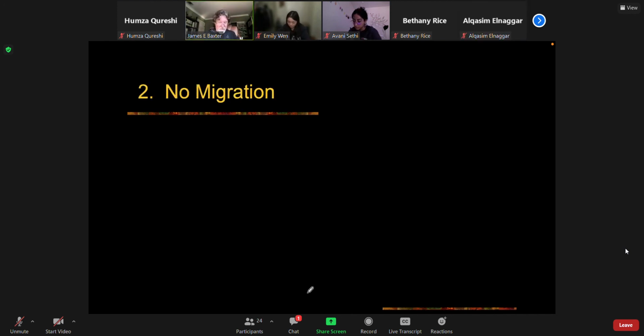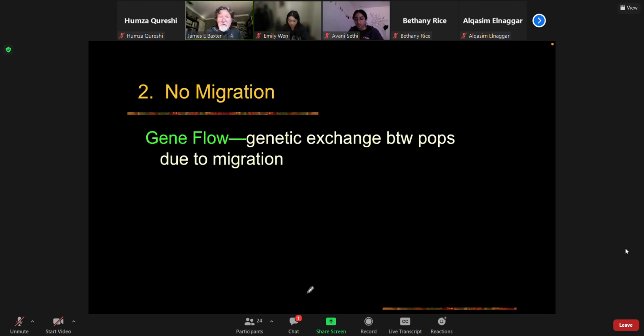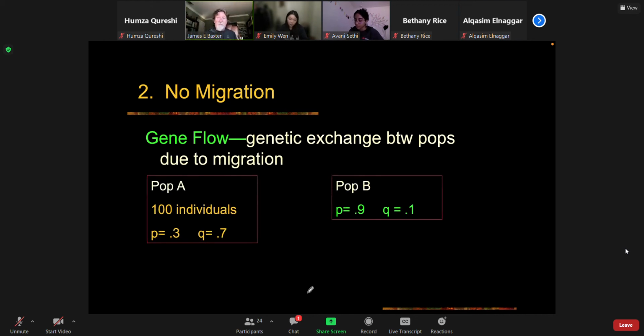I'll probably only finish this and then we'll call it quits for today. So gene flow is when we're moving genes from one population to another, which can change allele frequencies. I'll just give a hypothetical example here. So we have two different populations. This particular Hardy-Weinberg assumption was that the population is isolated, so that there's no migration.